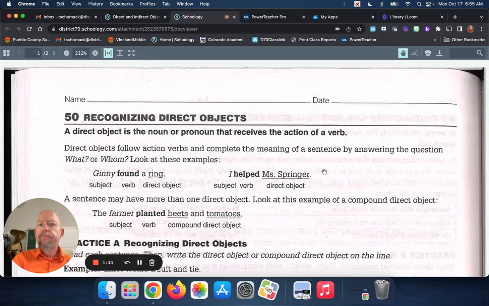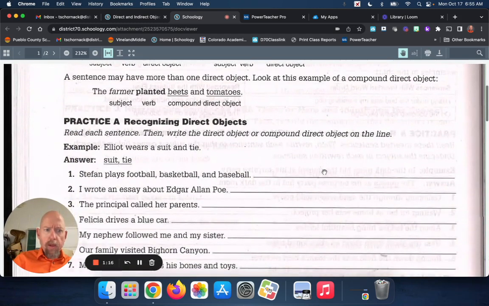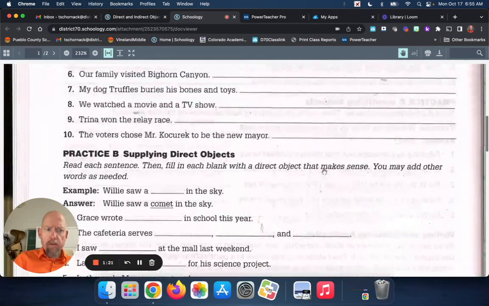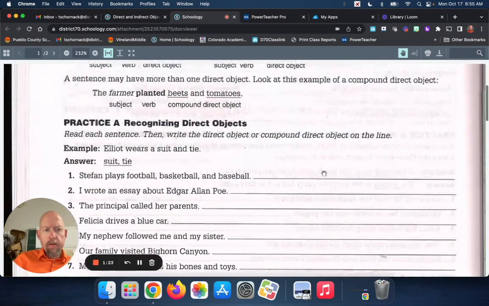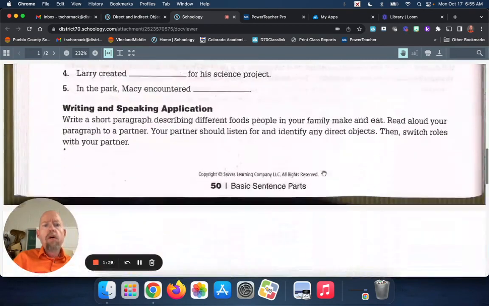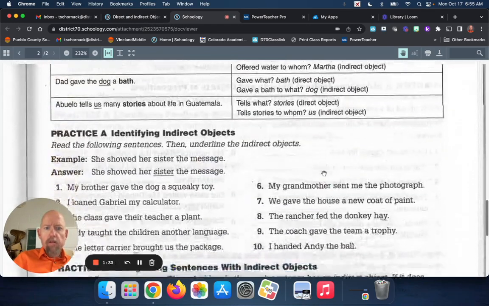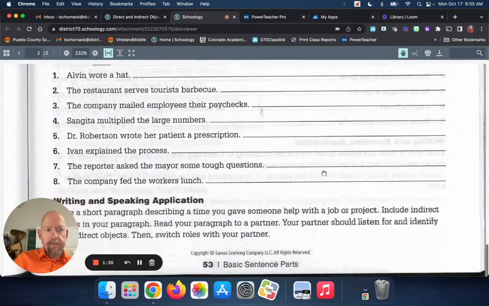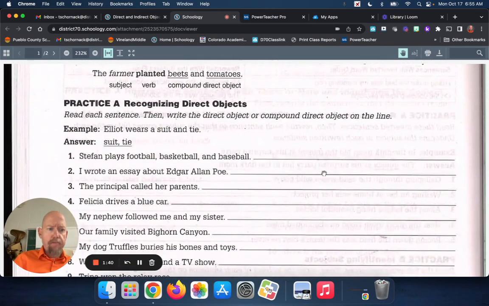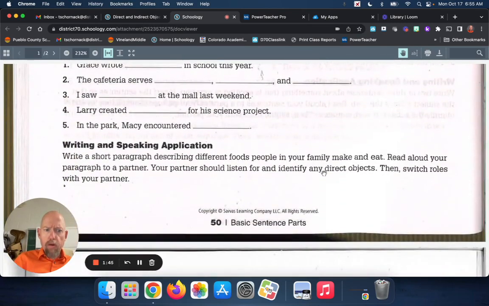All right, so here's the assignment. We have practice A and practice B, and then we have indirect objects. We're going to do 1 through 5 on practice A and practice B in both of them. We're not going to do all 10.